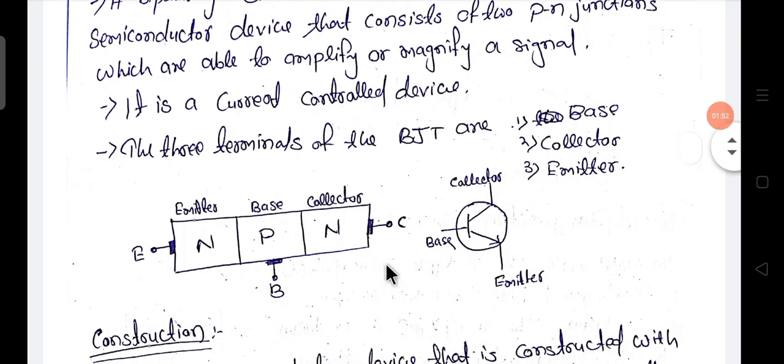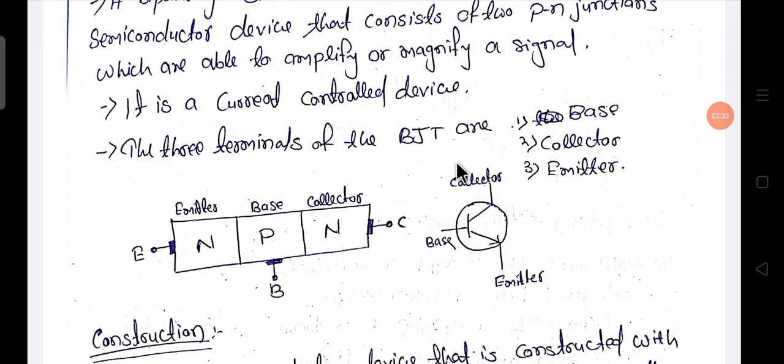You see, this is called BJT, and it has 2 p-n junctions. This is 1 p-n junction and this is 1 p-n junction. That means when a p-n junction is attached to another suitable semiconductor, that becomes a transistor, and it has three terminals. This E is called emitter, B is called base, and C is called collector.